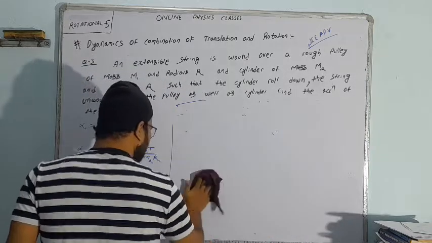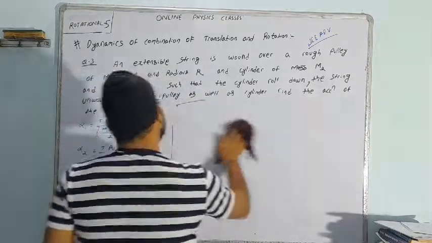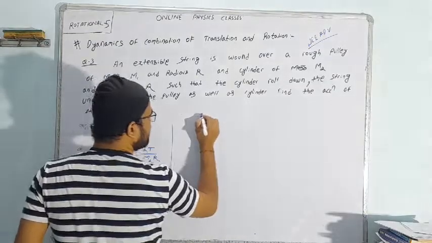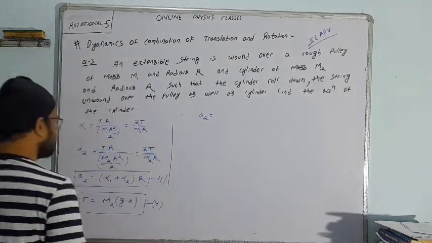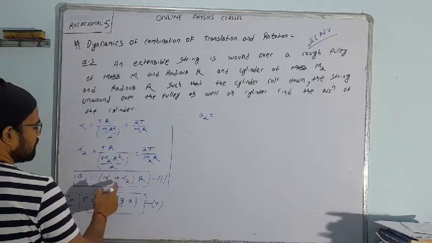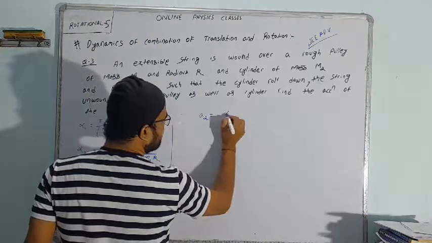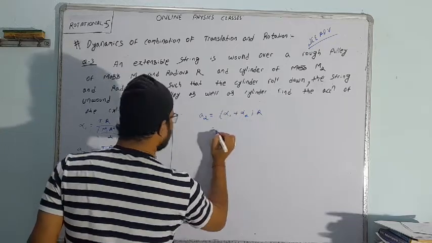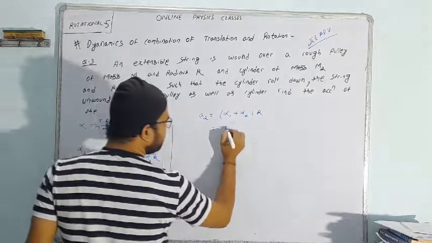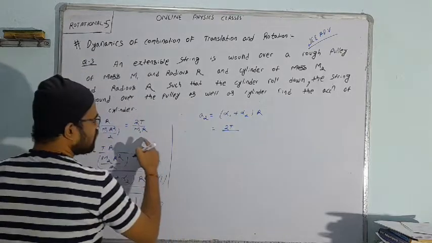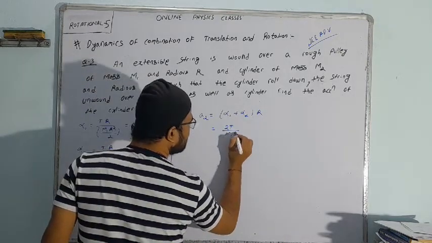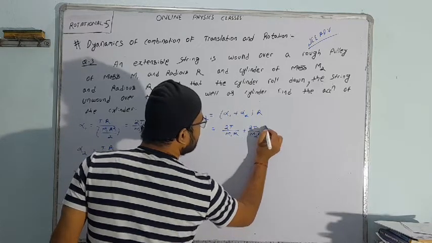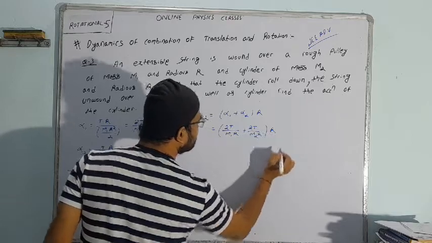How can you find a2? Very simple. We can find a2 is equal to alpha 1 plus alpha 2 into r. Okay, what is the value of alpha 1? That is 2t by m1 r. What is alpha 2? 2t by m2 r, into r.